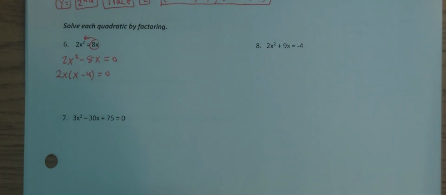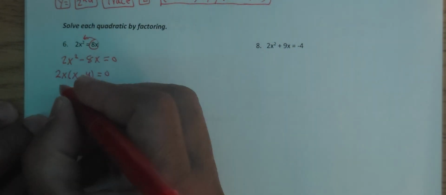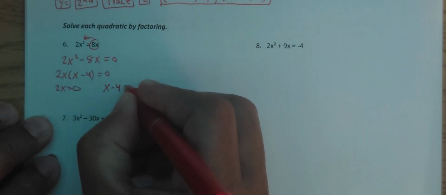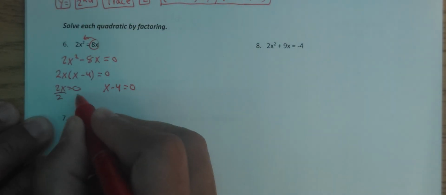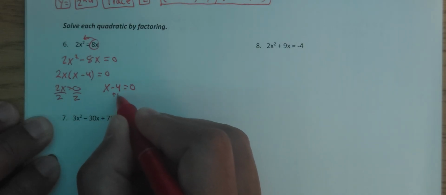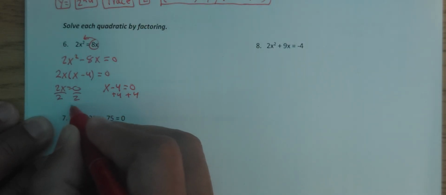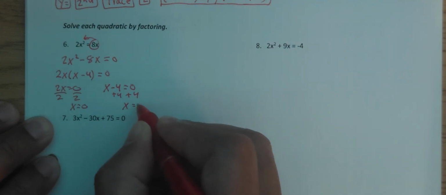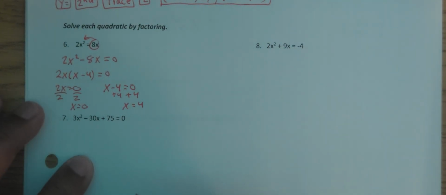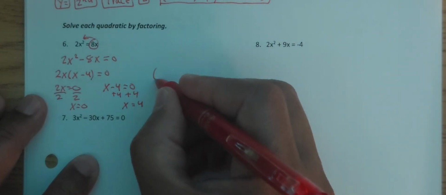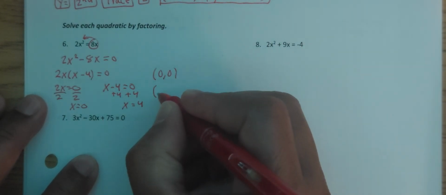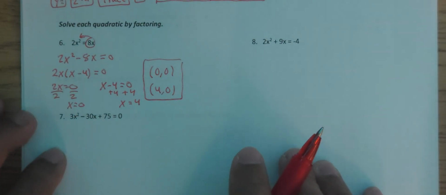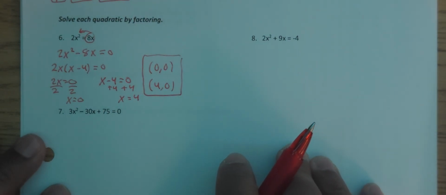For this one, I'm going to set the two factors equal to 0, meaning 2x equals 0, and the other is x minus 4 equals 0. For this one, divide by 2, and for this one, add 4. So 0 divided by 2 is 0, and for this one, x equals positive 4, which means the solutions to this equation are (0, 0) and (4, 0). And there we have the roots, solutions, x-intercepts for this problem.